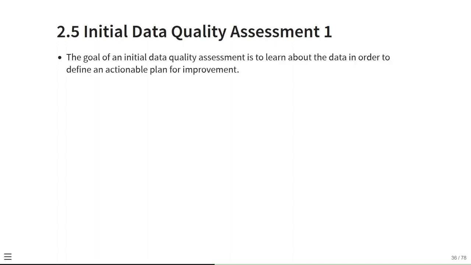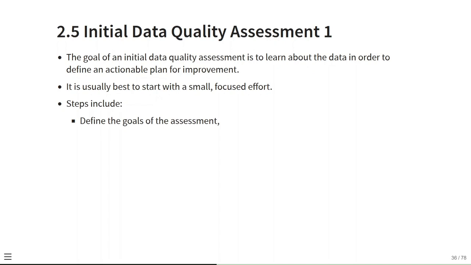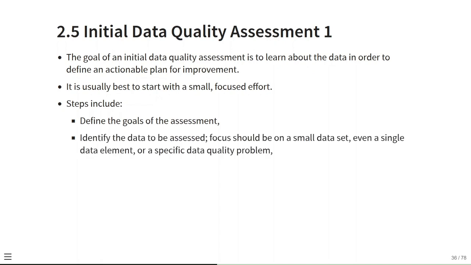Initial Data Quality Assessment, Part 1. The goal of an initial data quality assessment is to learn about the data in order to define an actionable plan for improvement. It is usually best to start with a small, focused effort, and steps include define the goals of the assessment, identify the data to be assessed. Focus should be on a small dataset, even a single data element, or a specific data quality problem. Identify users of the data and the consumers of the data.